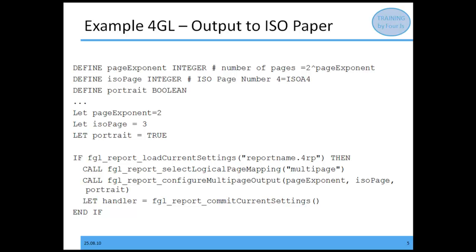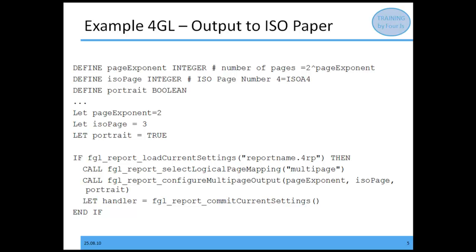So the select logical page mapping passed in the parameter of multi-page means that we can now expect the configure multi-page output, which is going to say how we want to configure this multi-page. Under the configure multi-page output, we have to provide three things. We provide a page exponent, we provide an ISO page, and we provide a portrait parameter.